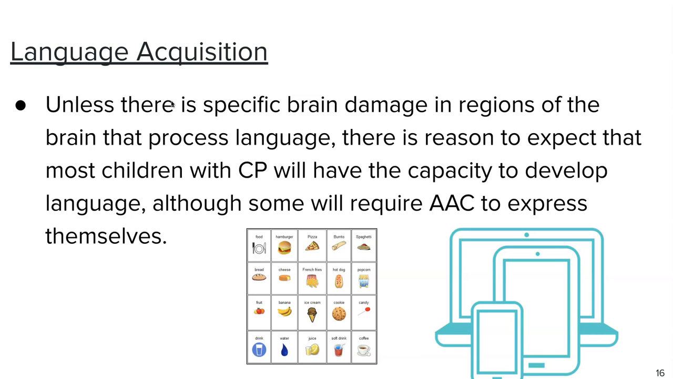There's a reason to expect that most kids with CP will have the capacity to develop typical language, although some are going to require AAC to express themselves, right? And for these kids, they're going to have a harder time with their motor movements. So things like using eye gaze technology and things like that are going to be huge for some of these kids.